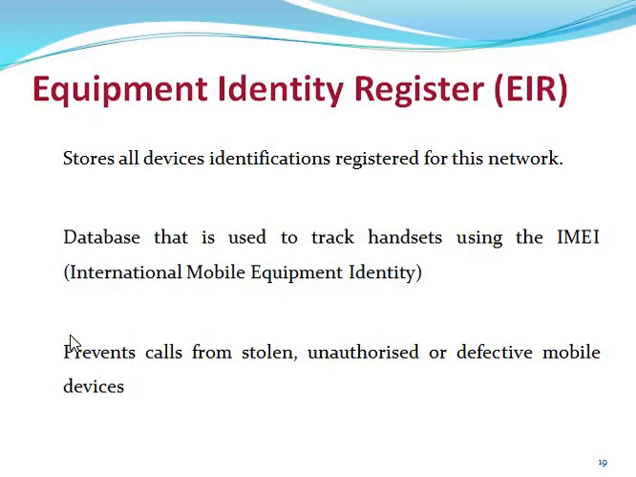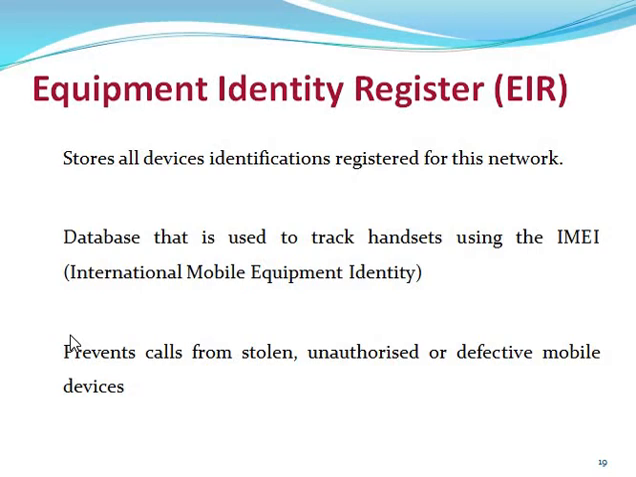IMEI, International Mobile Equipment Identity, is important because each mobile phone is assigned a registered IMEI number. Using the IMEI number, the company database can find your location or particular area. So this is the importance of the equipment identity register. Your equipment's IMEI number is fixed and stored in the register.